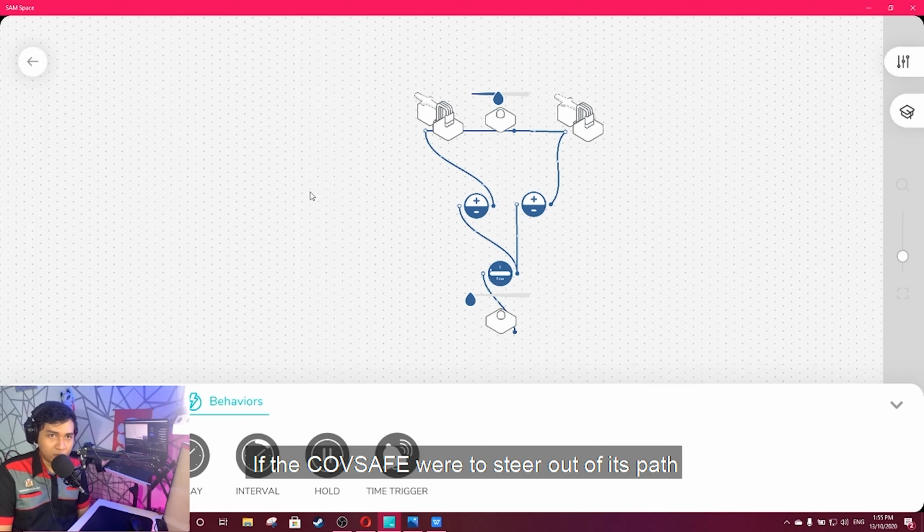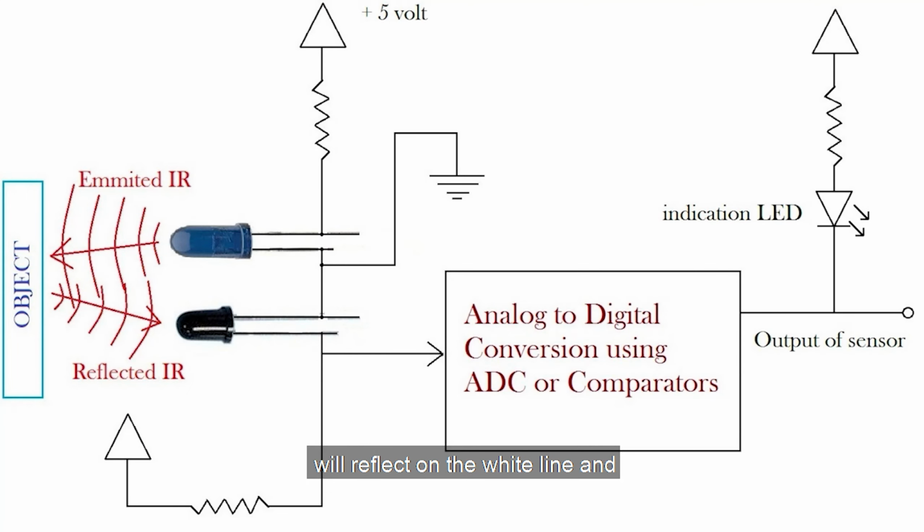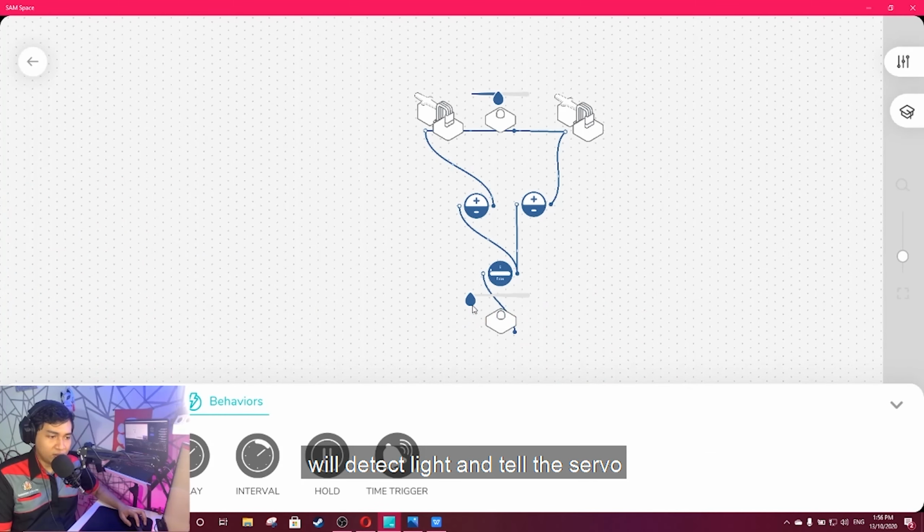If the Covsafe were to steer out of its path, the infrared light transmitted from one of the diodes will reflect on the white line, and the infrared sensor will detect light and tell the servo to turn left or right.